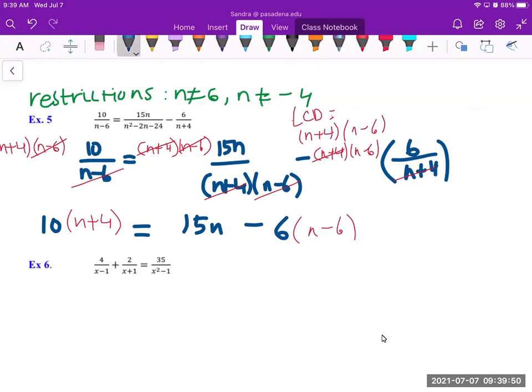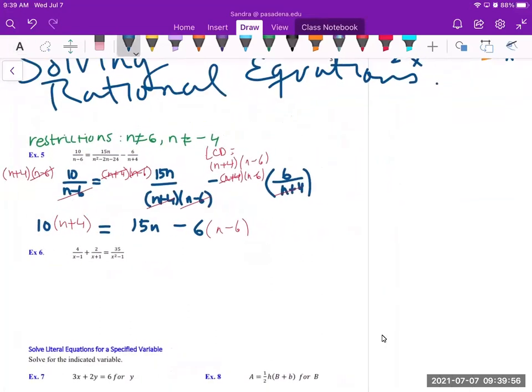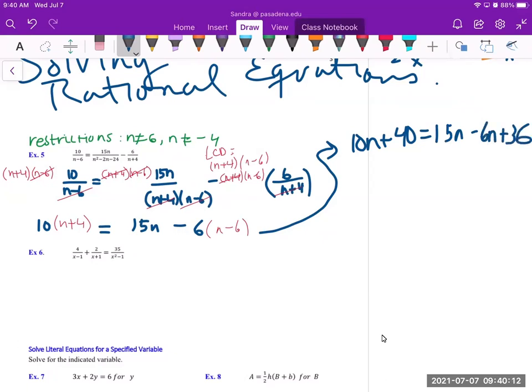Notice that I'm running out of space. I'm going to distribute here. Let me write it down on this other side. When I distribute, I get 10n plus 40, equal to 15n minus 6n plus 36. Combine the like terms. There are no like terms on the left side, so I keep the 10n plus 40. It's equal to 15n minus 6n, which gives me 9n plus 36.